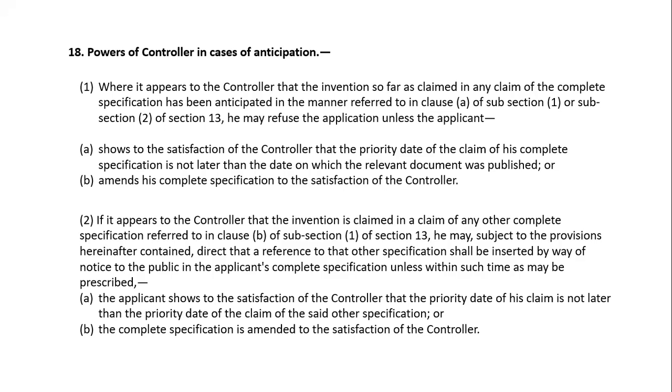So subsection 1 we have discussed. Subsection 1 कि आपकी priority date से पहले, it shows the satisfaction of the controller that the priority date of your claim of this complete specification is not later than the date on which the relevant document was published, right? And clause B says to amend his application to the satisfaction of the controller. Now subsection 2 is talking about how you have to mention the reference number in your application.